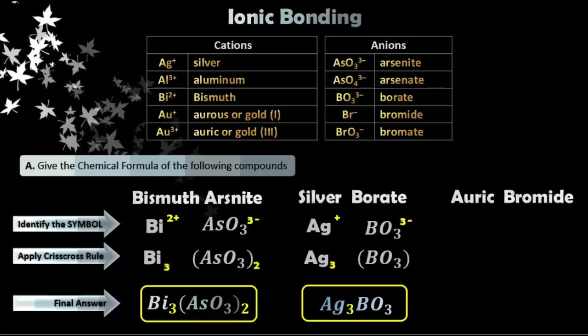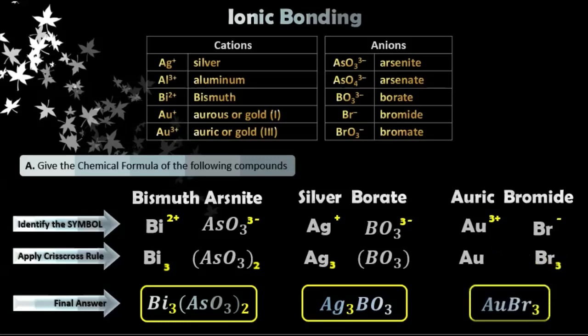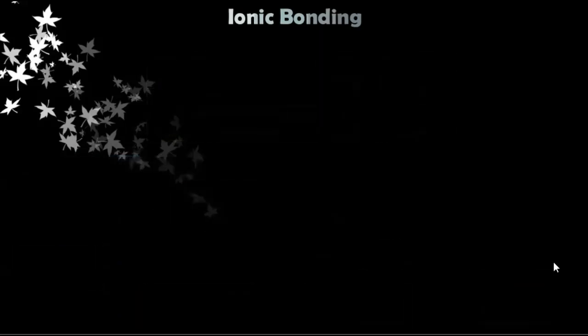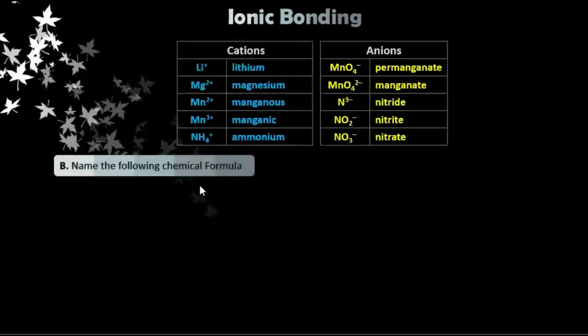And also class, combining ionic bonding, cation always comes first before anion. So cations jud ang maguna, then the anion. Third example, auric bromide. The symbol for auric is Au3+, and the symbol for bromide is Br negative. Apply the crisscross rule. Therefore, the final answer is AuBr3.